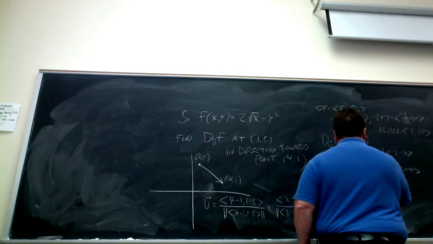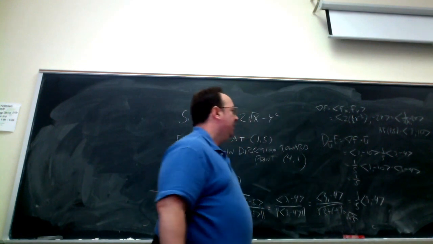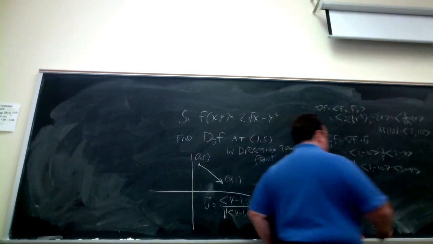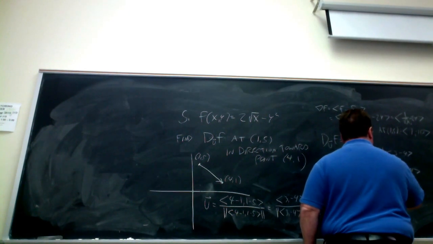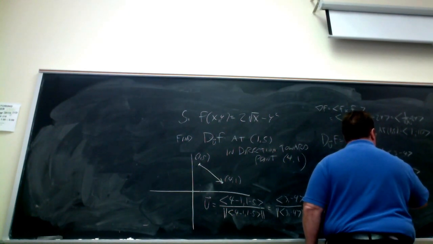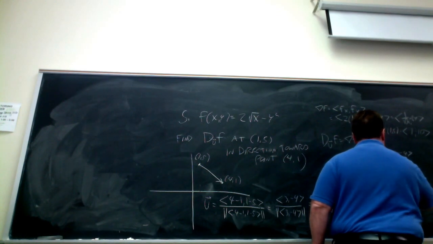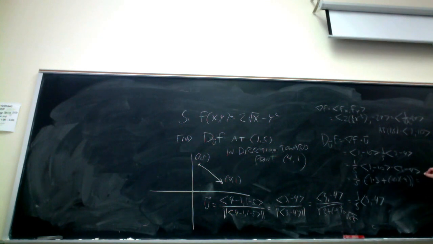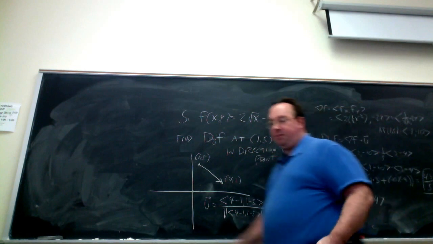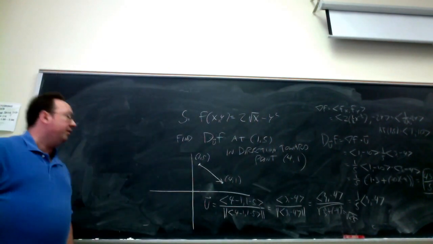So when you carry that operation out, what are you going to get? 43 over 5. So you're going to get 1 times 3 plus minus 10 times minus 4. And so you work all that out, yes, you get 43 over 5. So your final answer for this, directional derivative at a point, is just going to be a number.